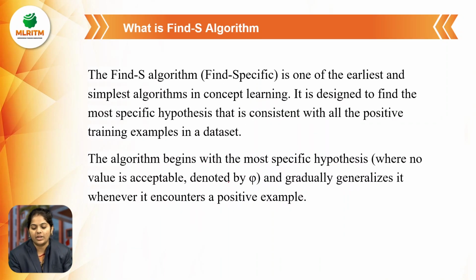So first we'll see what the Find-S algorithm is. As the name indicates, we find the specific hypothesis for a particular problem. The Find-S algorithm is one of the earliest and simplest algorithms in concept learning, and it is designed to find the most specific hypothesis that is consistent with all the positive training examples in the data set. So we'll take a data set to train the concept learning, right? In that we'll consider only positive examples for this algorithm, and it begins with the most specific hypothesis, with no value acceptable, which is denoted by phi, and gradually generalizes it whenever it encounters a positive example.